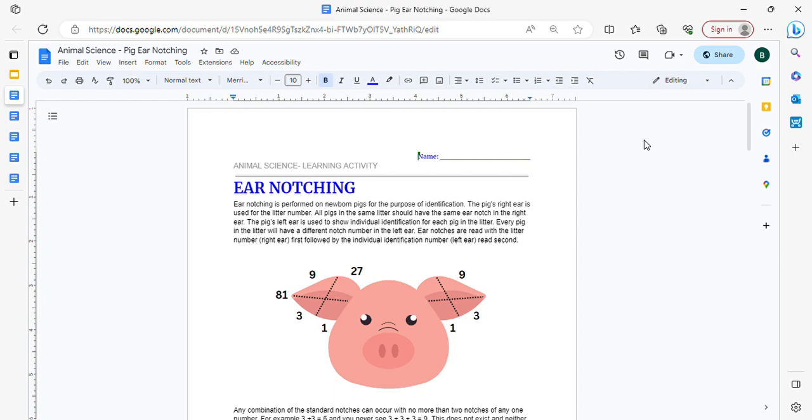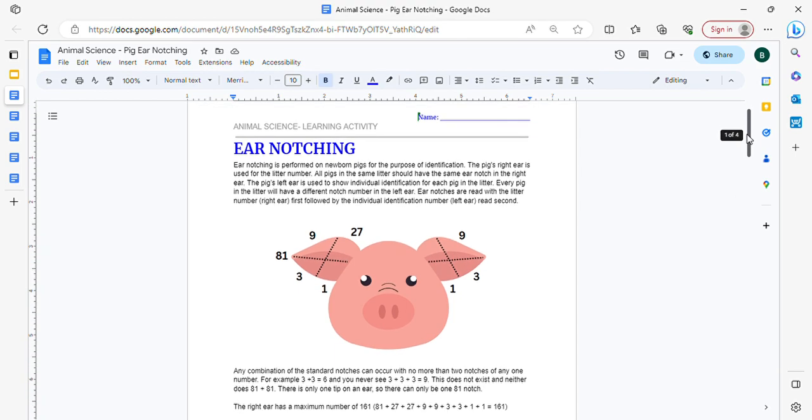The pig's right ear is used for the litter number. All the pigs in the same litter should have the same ear notches in the right ear. The pig's left ear is used to show the individual identification number for each pig in the litter. Every pig in the litter will have a different notch number in the left ear. Ear notches are read with the litter number first, followed by the individual identification number, which is read second.